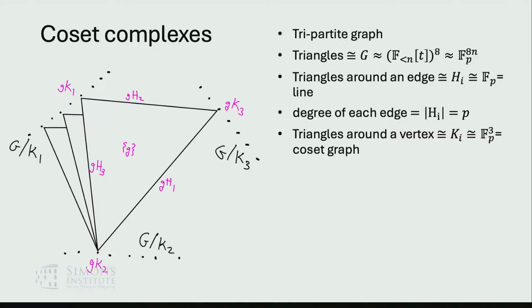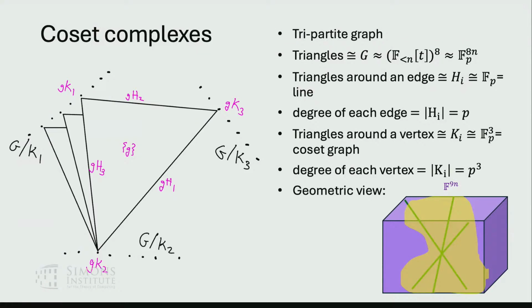And the triangles around the vertex are now a copy of the graph we saw before. It's the link of the vertex. It has p^3 edges and 2p^2 vertices.